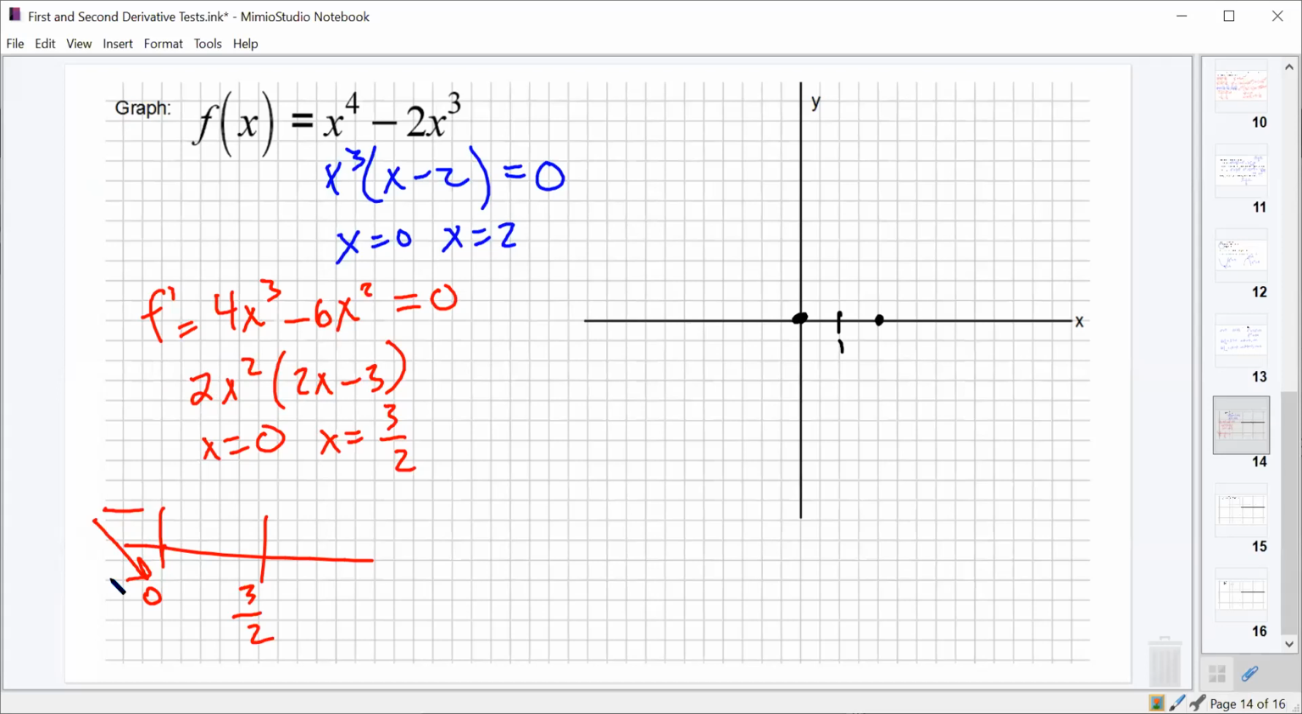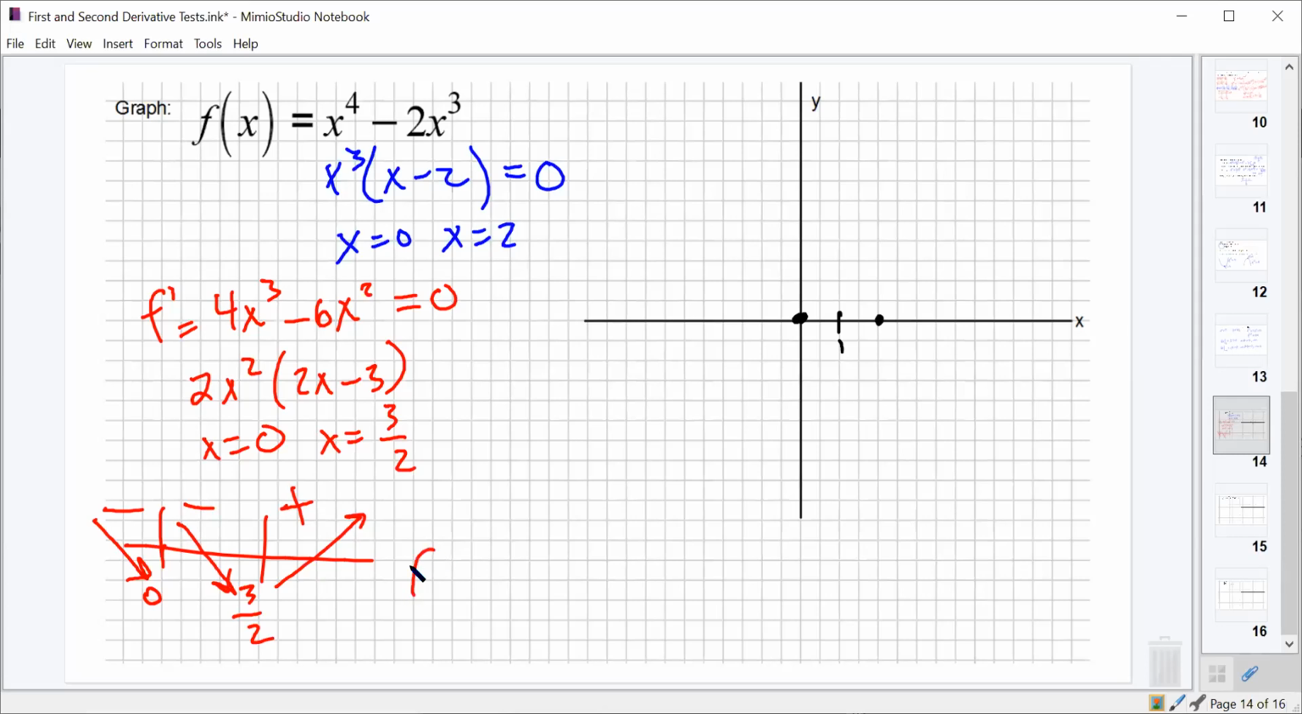Okay, I'll take that as a yes again. What about if we plug in something between 0 and 3/2, like 1? That's positive, and this is also negative. So we still are decreasing. So do we have a local max or a min at 0? No. Nope. All right, and then plug in something more than 3/2, like 1,000, and we get a positive and a positive. So we get something that increases. So we do have a local min at x equals 3/2.